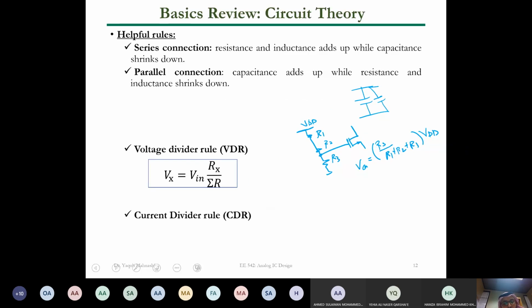The counterpart of this one is the current divider rule. In the current divider rule, we usually like to use the conductance. What is conductance?